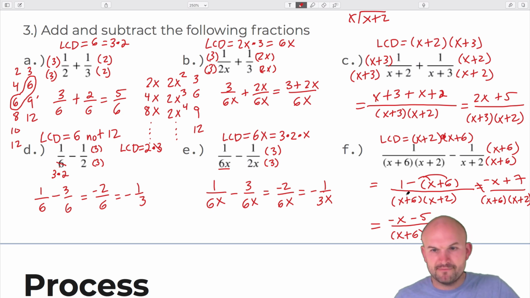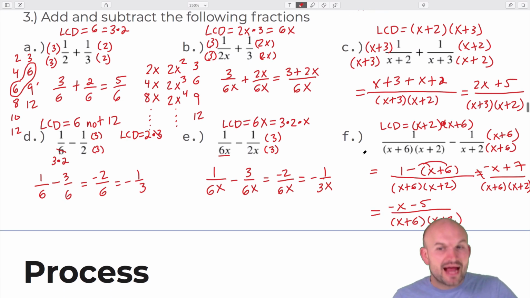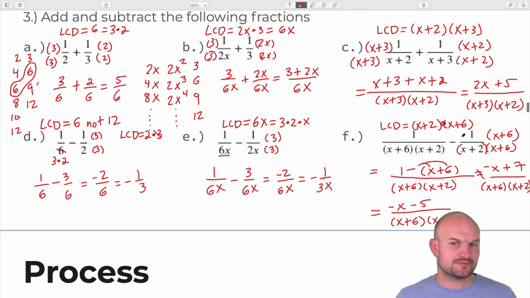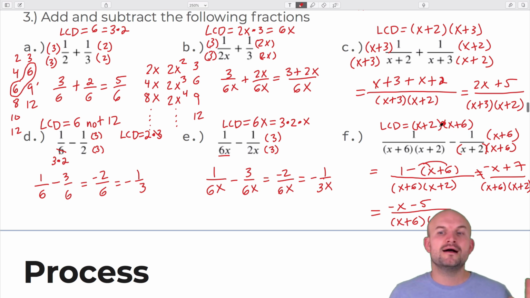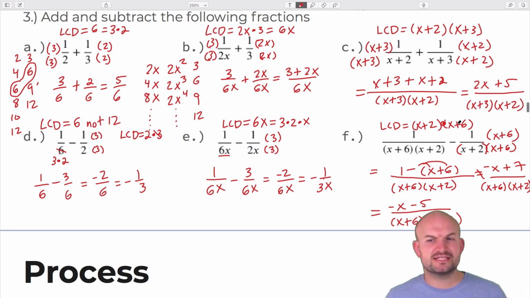and now I can apply operations to the numerator. And then last but not least, for f, you can see that they share the quantity x plus 2 in common. So here's x plus 6 times x plus 2. Here's just x plus 2. So since they share x plus 2, I'm going to include that in the LCD, multiply by the product of x plus 6. And then I multiply x plus 6 on the top and the bottom.